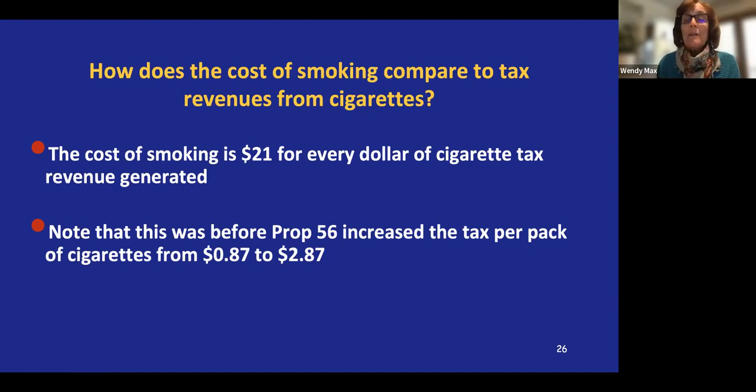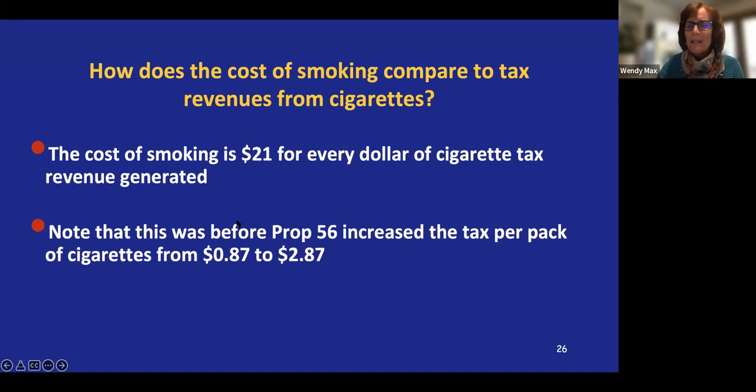We also looked at how this cost of smoking compares to the revenues we get from cigarettes. You sometimes hear it said that, well, we make people pay taxes when they buy each pack of cigarettes. Is that covering the cost of the health effects of smoking? No. When we did this study, at that time, the cost of smoking was $21 for every dollar of cigarette tax revenue generated. And keep in mind that that was before Proposition 56 almost tripled the tax per pack. So now maybe it's only $7 per pack.